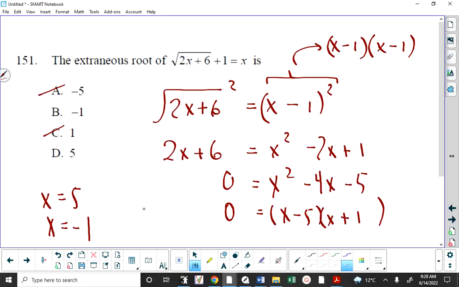One of these numbers will work when we put it back into the original equation and one will not. And I will tell you right now that if you put negative 1 in, you're going to get 2 times negative 1 plus 6 under the radical plus 1 equals negative 1. That's not going to work, because this is going to be a positive number, plus 1 is another positive number. Can't get a negative out of that. So that's why the correct answer is B.